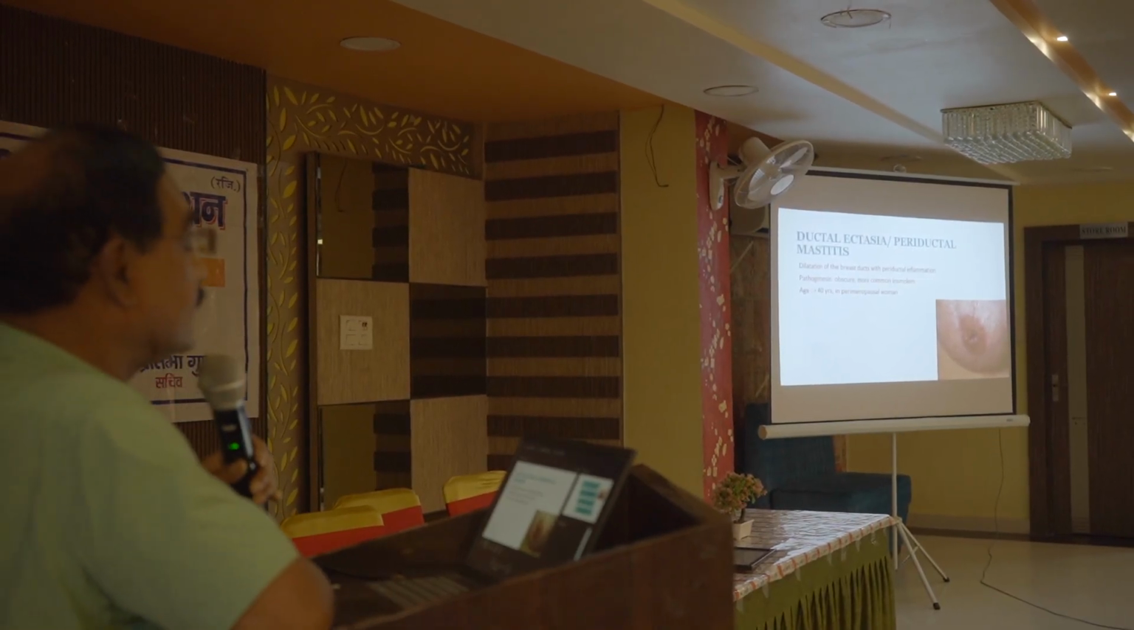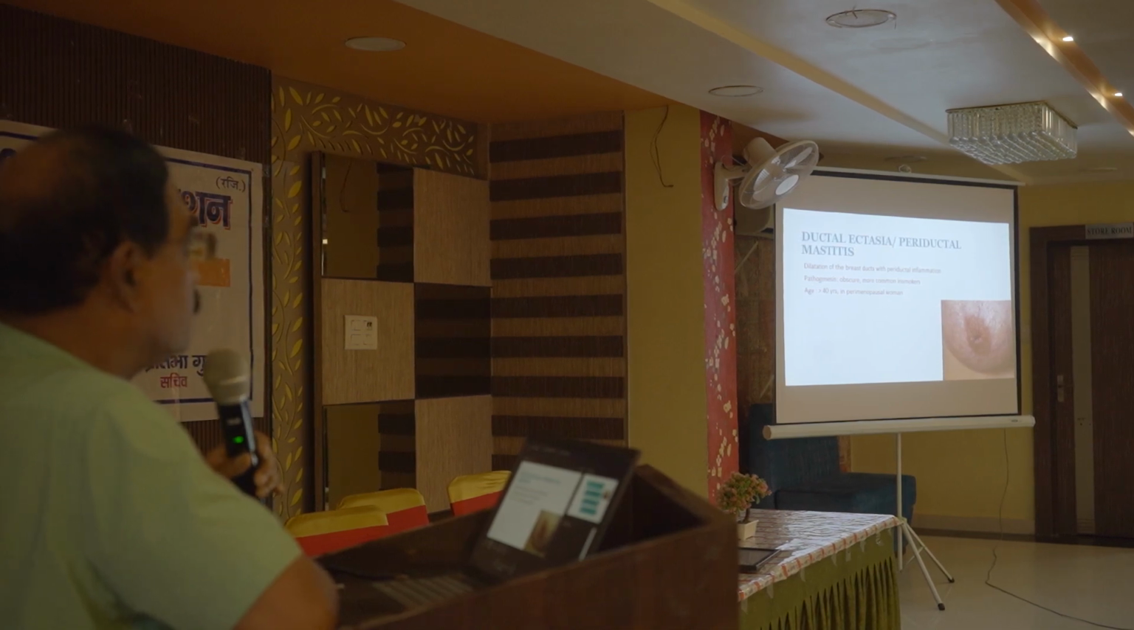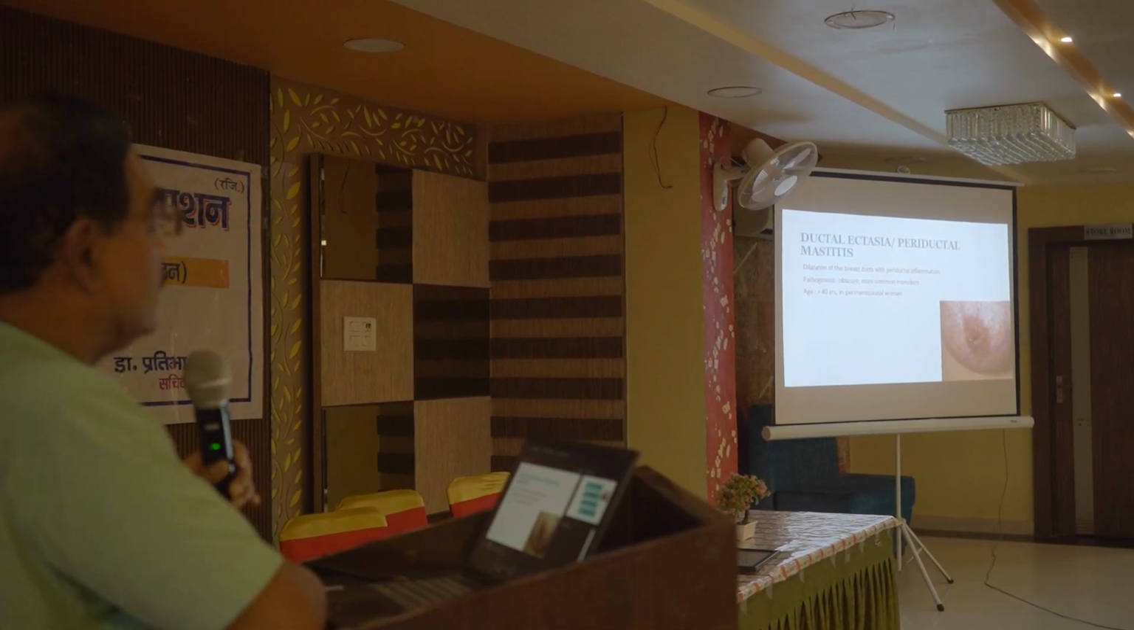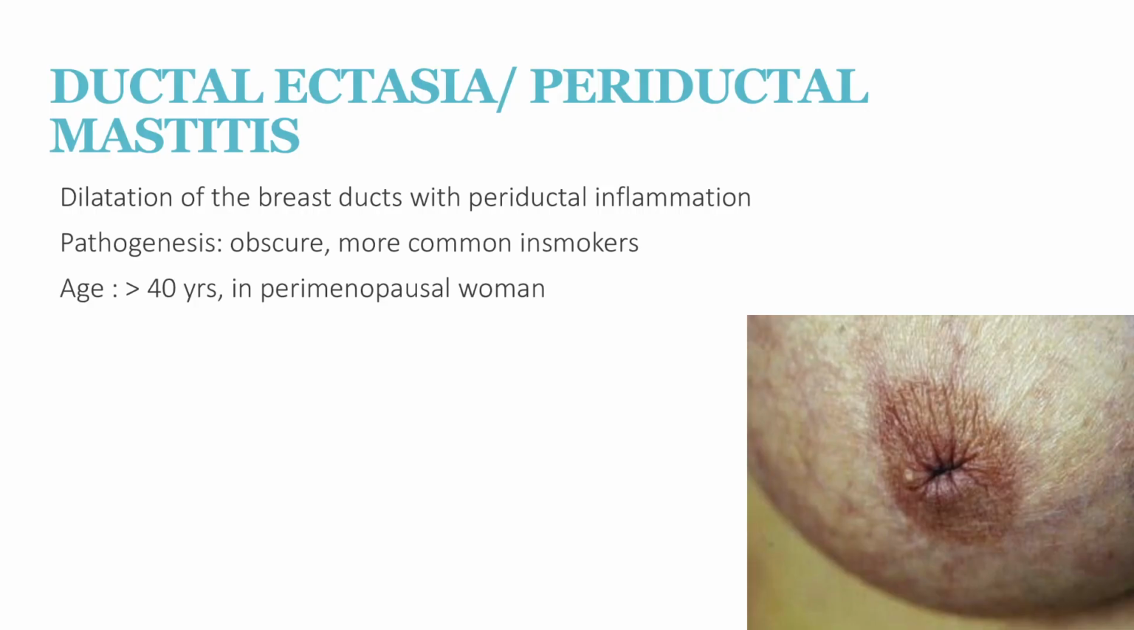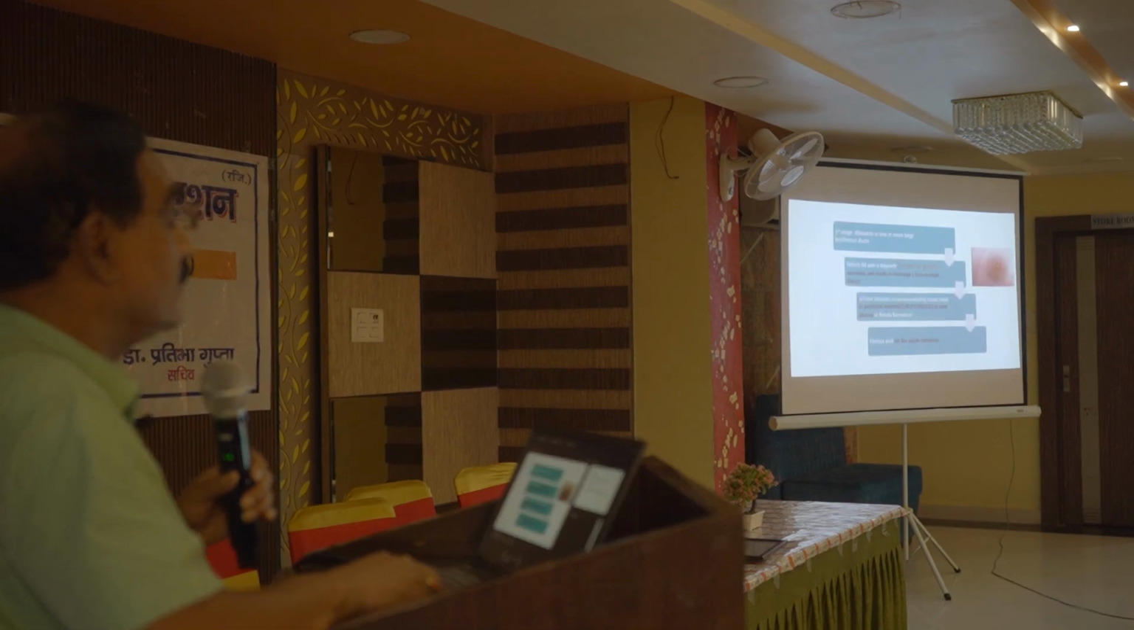Now, duct ectasia and periductal mastitis are also benign diseases of the breast. What is duct ectasia? Duct ectasia is dilatation of the breast ducts with periductal inflammation. Pathogenesis is obscure. It is found more commonly in smoker patients. Though of course in India females are not that fond of smoking, abroad many people are smokers. It happens in women over 40 years of age, in the perimenopausal period.